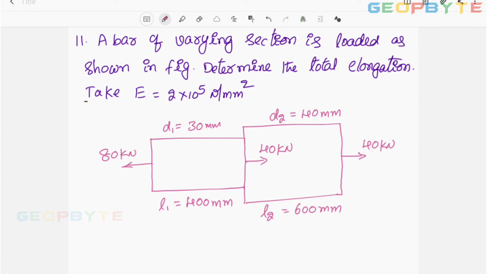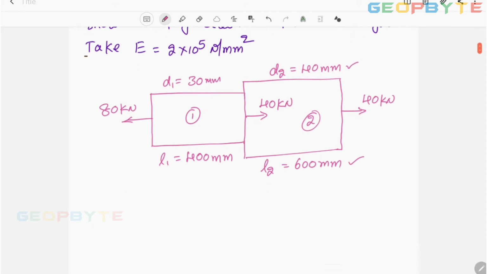Right, look at the next problem. A bar of varying cross section is loaded as shown in figure. Determine total elongation when Young's modulus E equal to 2 into 10 power 5 Newton per mm square. The section is given like this. Let us assume this is the section 1 because L1, D1 given for that section. This is the section 2. For section 2 diameter is 40 mm and the length is 600 mm. You are asked to find the total elongation.